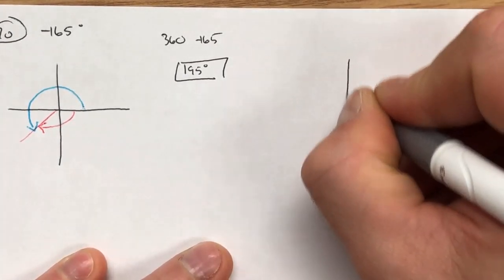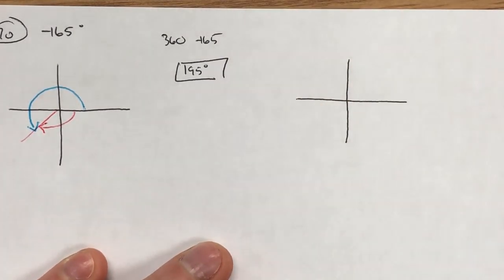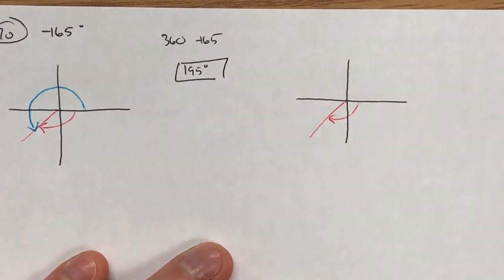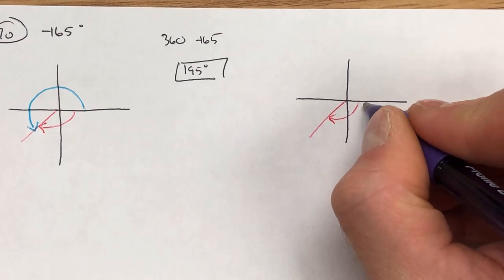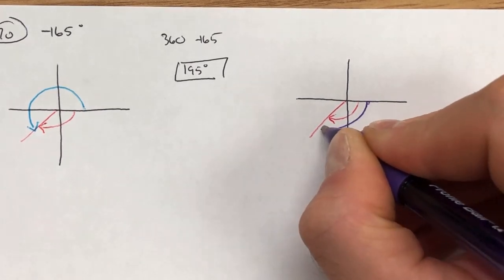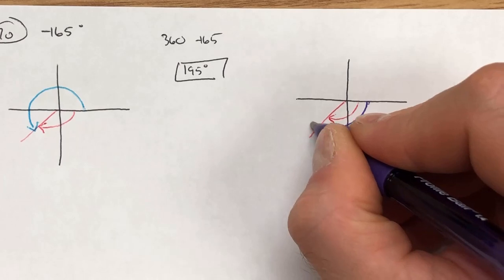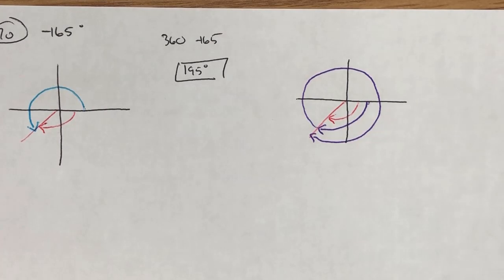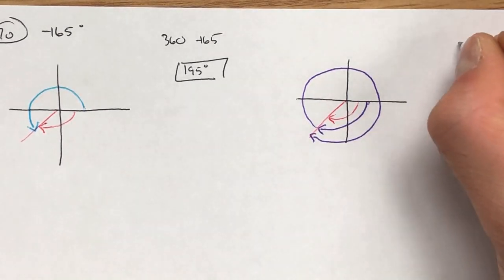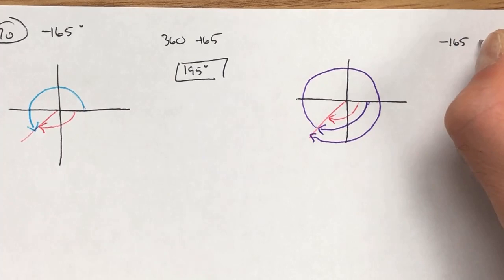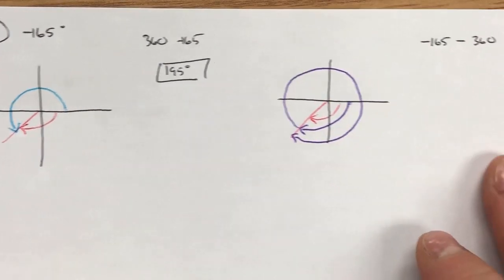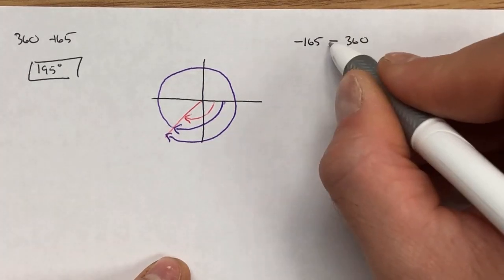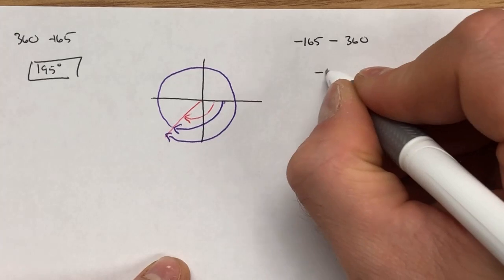For my second one, let's see. I need a value that's less than, which means I'm going to need to head in the clockwise direction. So I'm going to start here, and I'm going to go here. Not quite. I'm going to have to do one full circle again. And now we're good. So I've gone the original 165 and an additional 360 degrees in the negative direction. So negative 165 and negative 360. That's negative 525.